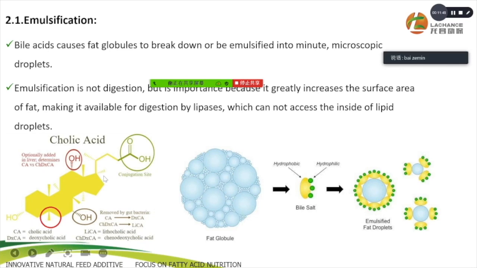Okay, this is cholic acid. Actually, later I will explain. Cholic acid has two parts. One is the hydrophobic side, and the other is hydrophilic. Okay, the big fat globule combines with bile salt, and finally is emulsified to droplets.